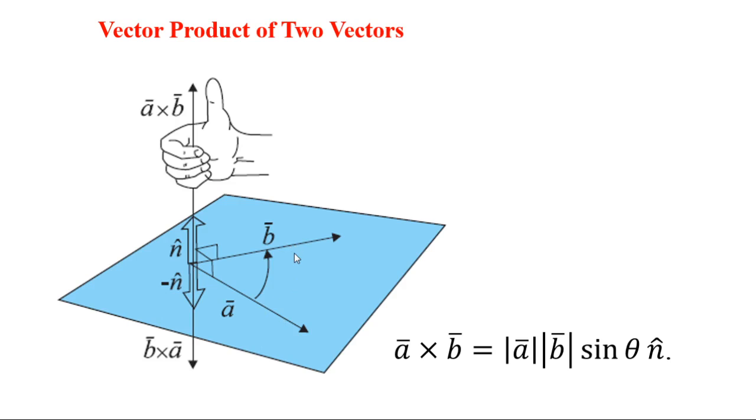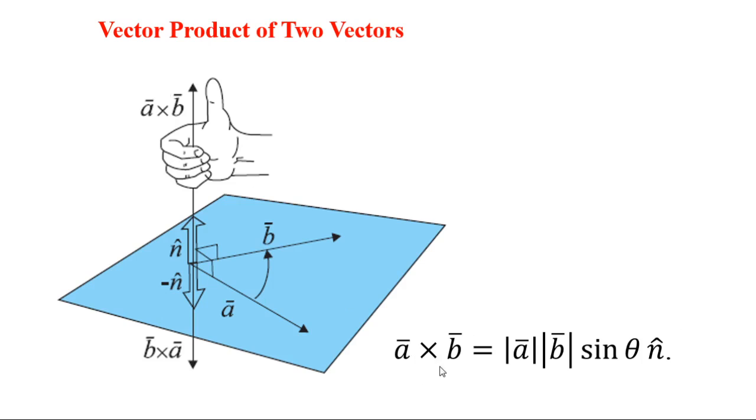What are A bar and B bar? A bar and B bar are any two non-zero vectors, and from A bar and B bar we have just obtained one unit vector which is perpendicular to both A bar and B bar, and whose direction is same as direction in which that right-handed screw moves. Then we move to definition.